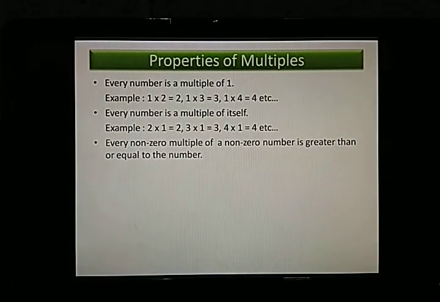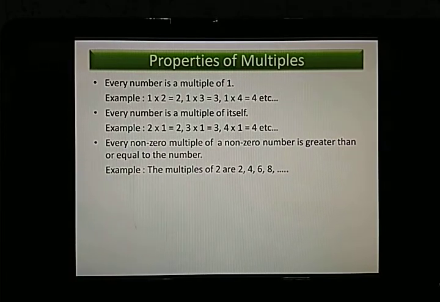Now, every non-zero multiple of a non-zero number is greater than or equal to the number. This means all the positive multiples of a positive number are greater than or equal to that number. You can see one example. The multiples of 2 are 2, 4, 6, 8. These are all non-zero, and all the multiples are either equal or greater. 2 is equal to 2, but the other multiples are all greater than 2. It will not be less than 2.